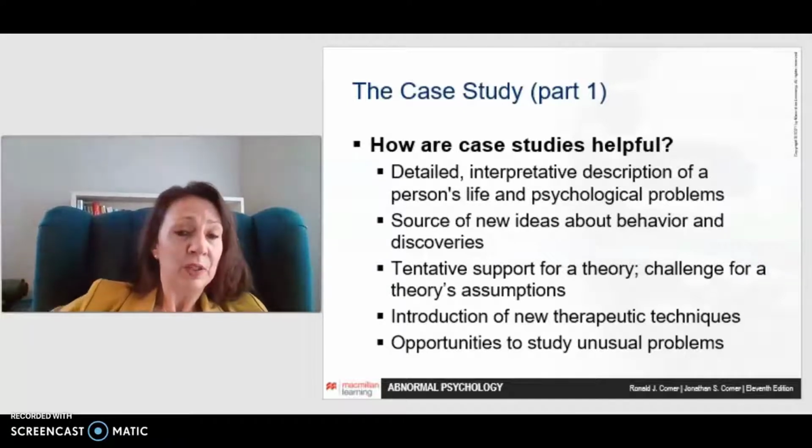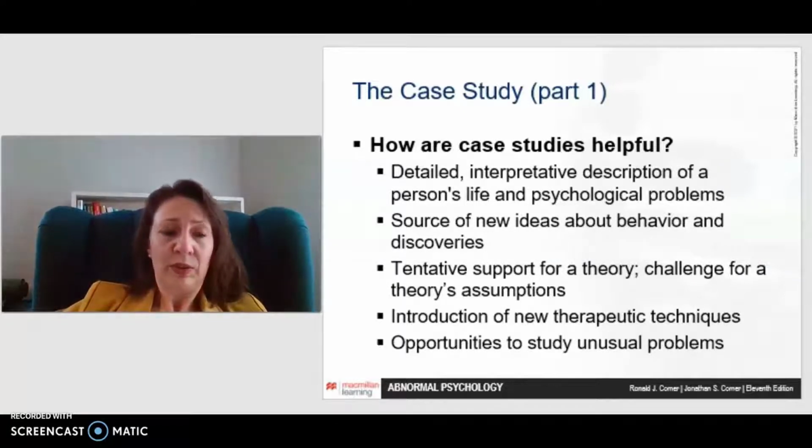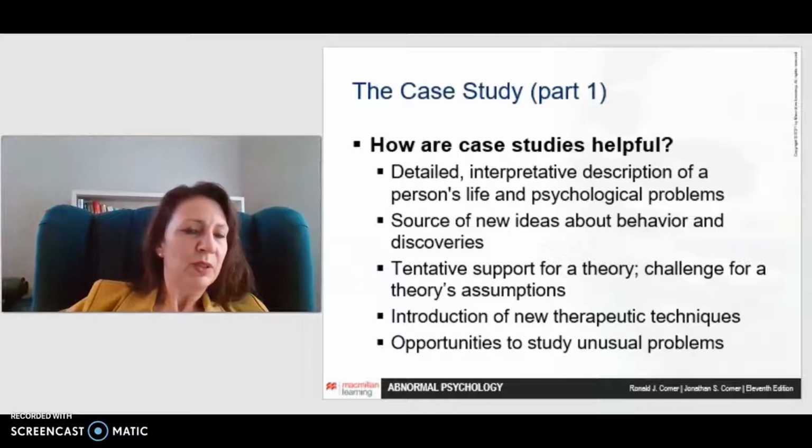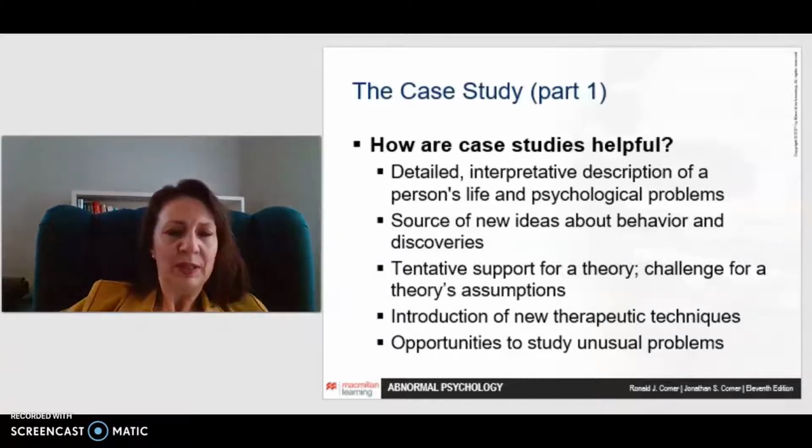There can be tentative support for a theory, or conversely, challenge to an existing theory that comes from a case study. Sometimes there's also introduction of new therapeutic techniques or opportunities to study unusual types of problems in a case study.